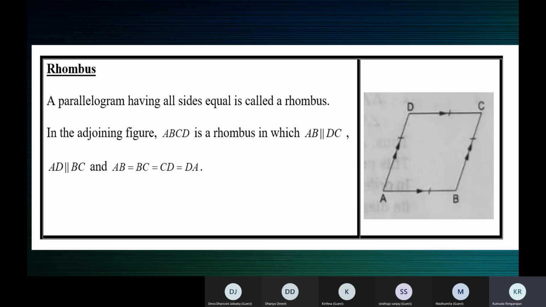Now see, in a parallelogram, only opposite sides are parallel. But in a rhombus, all the sides are parallel. All sides parallel also means opposite sides are parallel, right? In a parallelogram, opposite sides are equal. In a rhombus, all the sides are equal. When all sides are equal, opposite sides are also equal.